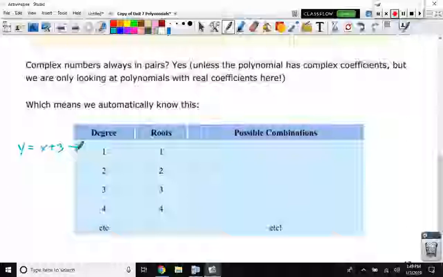And you already know what that looks like. That's a what? The line, right? And it's going to cross the x-axis how many times? Once. So it's going to have one real root. Do you agree? Okay. Could it have imaginary roots? Nope, because there's only one solution, and imaginaries always come in pairs, right? So I know for a fact the only possible combination is I'm going to have one real root.